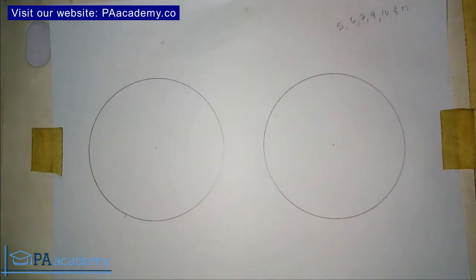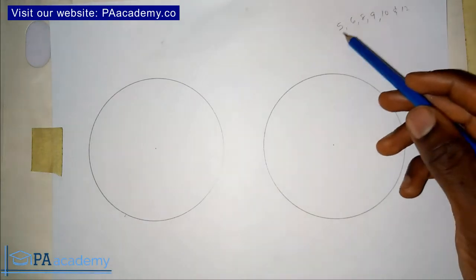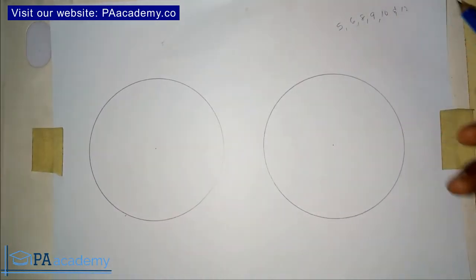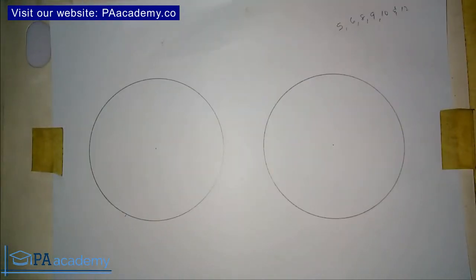So even if you want to divide a circle into any other part apart from 5, 6, 8, 9, 10 and 12, I'm going to be giving you the general rule to follow so that you can divide a circle into any number of parts.